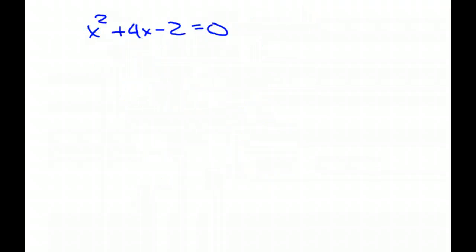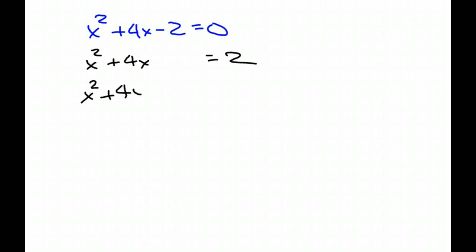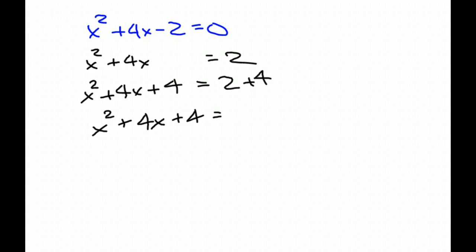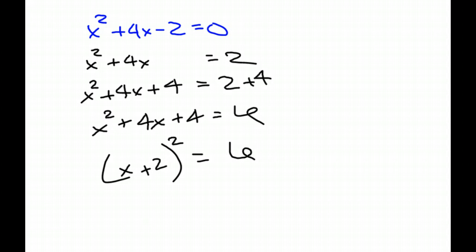All right, so there's the problem. What's the first thing we do? Put it to the other side, and leave the gap. Take half of 4x, double it, you get 4. Add it to the other side. So we get x squared plus 4x plus 4 equals 6, and then you take the square and factor it. Factors: x plus 2 squared equals 6.